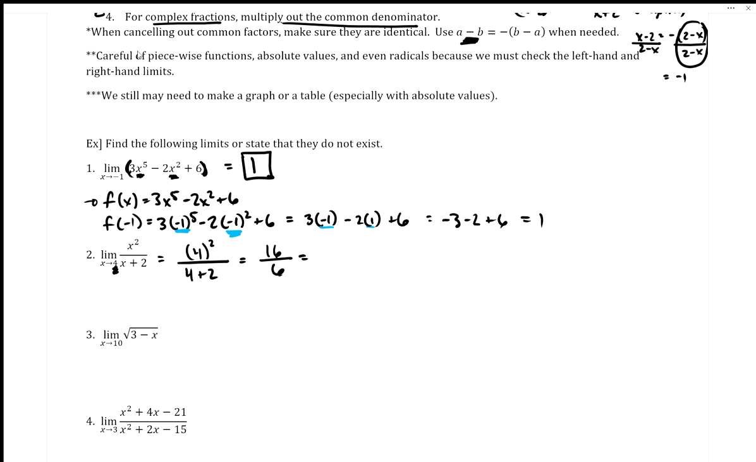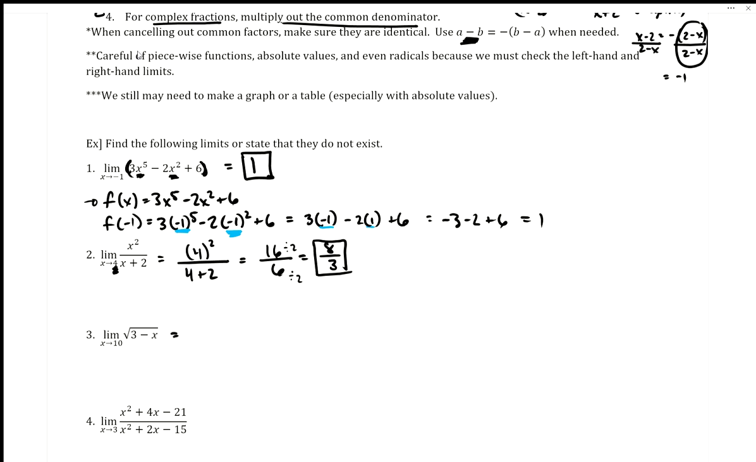And then they would most likely want us to reduce this. These are each divisible by 2. So we would have 8 over 3. And again, if you can use a calculator, decimals can be fine as well. So that's it. That's a number. That means that is the final answer. Let's see what happens with number 3 here.